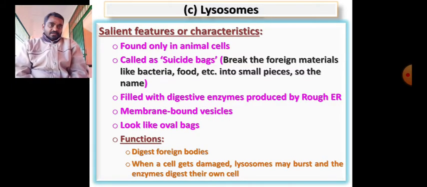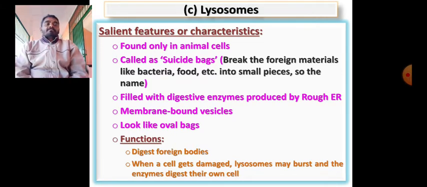Now, third organelle, lysosome. What are these lysosomes? Basically called suicide bags. Why are they called suicide bags? We will see. And the cell features of lysosome, they are found only in animal cell. Remember, the first endoplasmic reticulum, second Golgi complex are found both in plants and animal cells, but lysosomes found only in animal cells. That we have already seen in differences between plant and animal cell. Now, these lysosomes are called suicide bags.